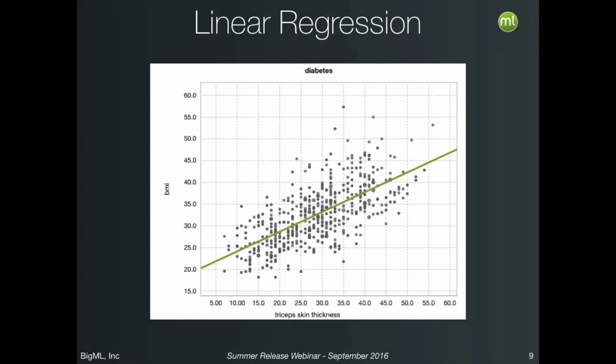Because once you have the equation for that line, you can now predict a patient's BMI given their tricep skin thickness. Anywhere along that line, you can input a tricep skin thickness, and this line will give you a prediction for the BMI.